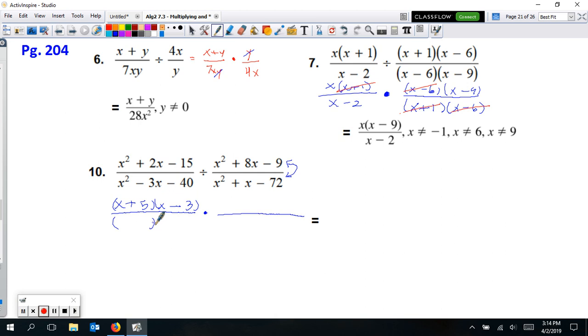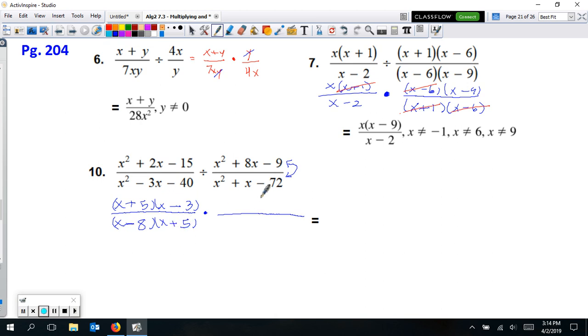Then below, two more binomials. Again, they both start with x's. Two numbers that multiply to give me 40, that subtract to give me 3. Well, that would be 8 times a 5. And that 8 times 5 does subtract to give us 3. They're different signs. The bigger one is negative. So 8's a negative and 5's a positive.